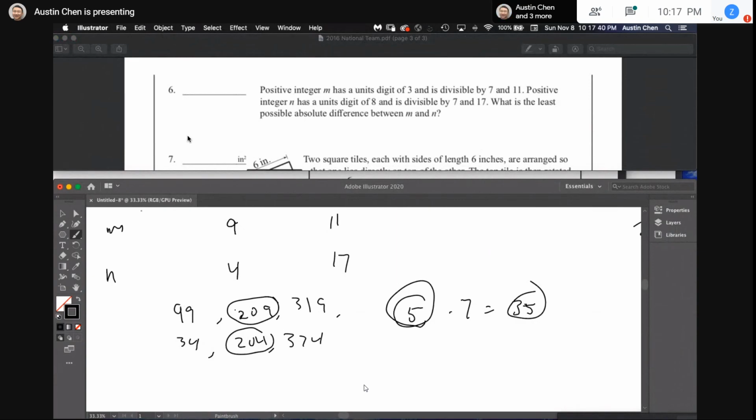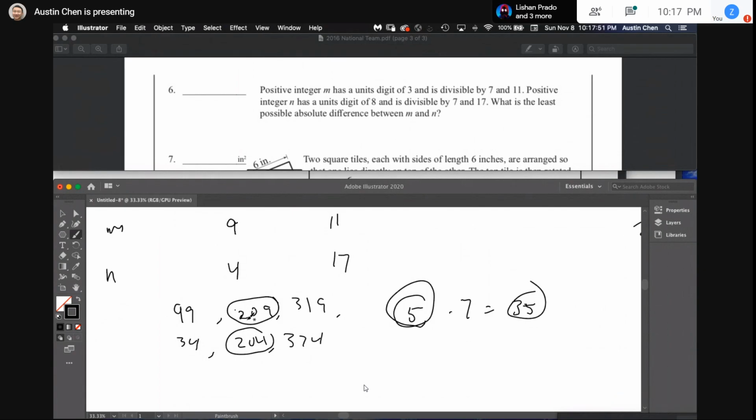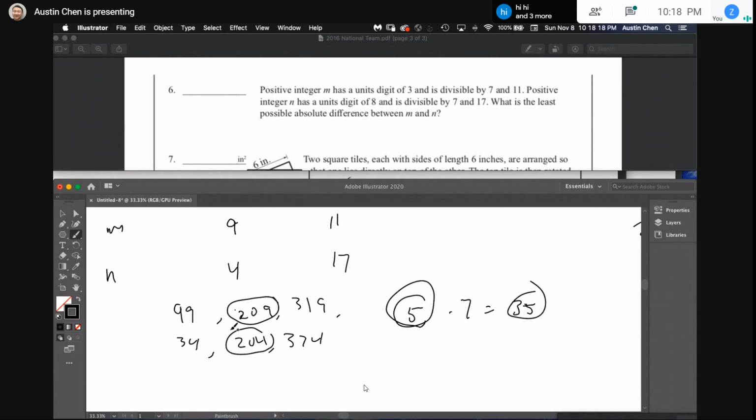So not that bad, but really we just got pretty lucky with this one. Bill, what do you think we should do if we listed the first few out and we didn't get a difference of 5? I mean, yeah, you can guess 5. That's a safe guess, I would say.